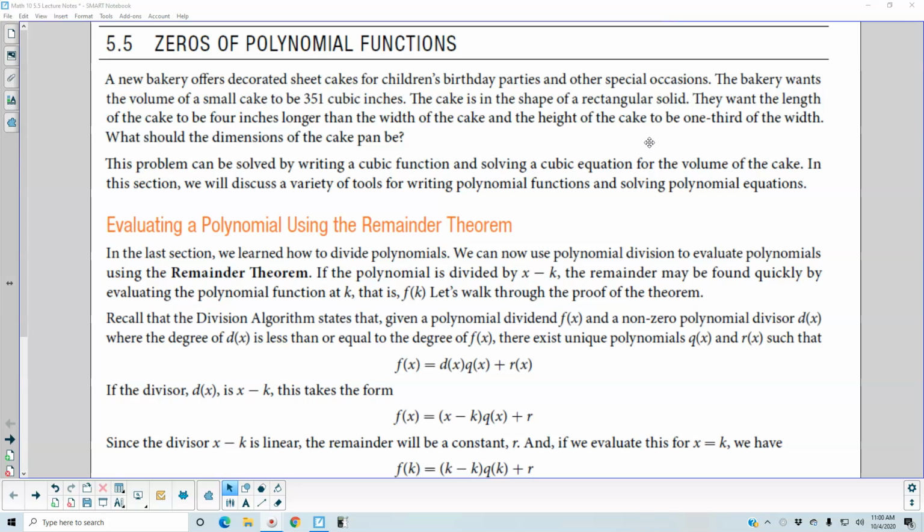They want the length of the cake to be 4 inches longer than the width of the cake, and the height of the cake to be 1/3 of the width. What should the dimensions of the cake pan be? This problem can be solved by writing a cubic function and solving a cubic equation for the volume of the cake. In this section, we will discuss a variety of tools for writing polynomial functions and solving polynomial equations.